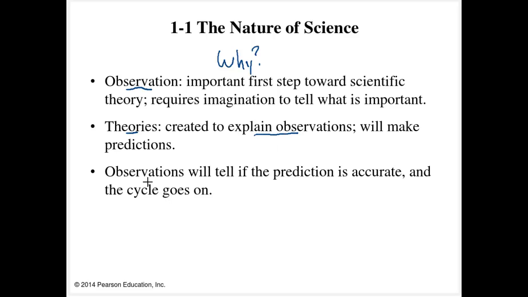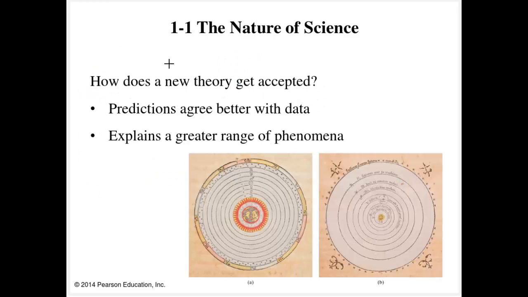Then we go on and we make our observations. These observations tell us if our prediction was accurate or if our theory was accurate. If it was, then we keep on going. If not, then we go back and we make more observations, we make more theories, and we make more observations.